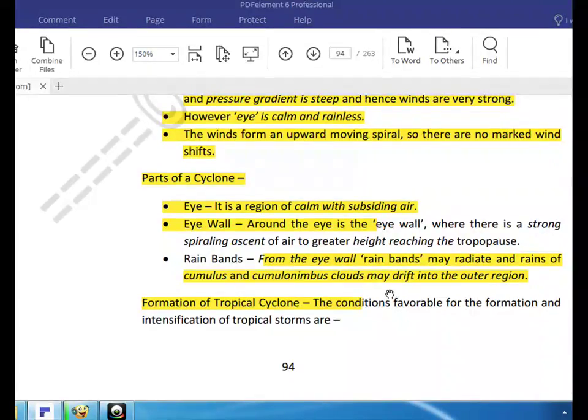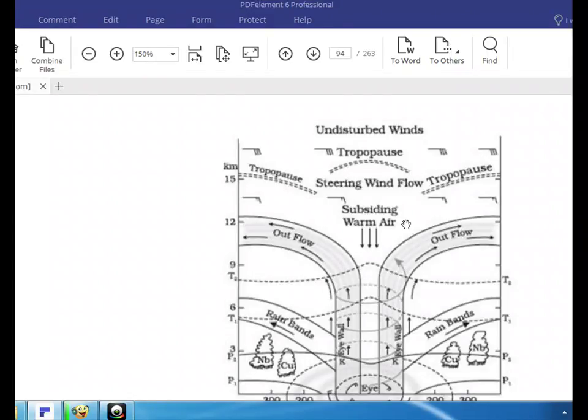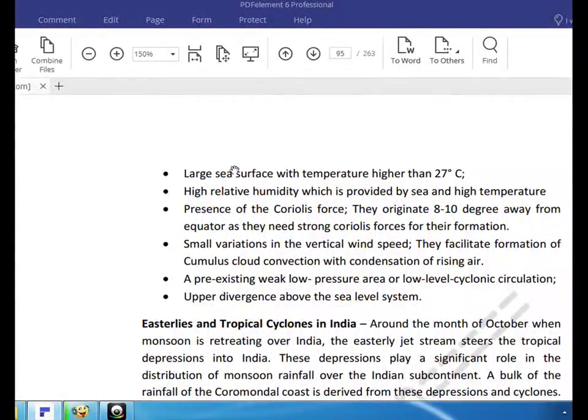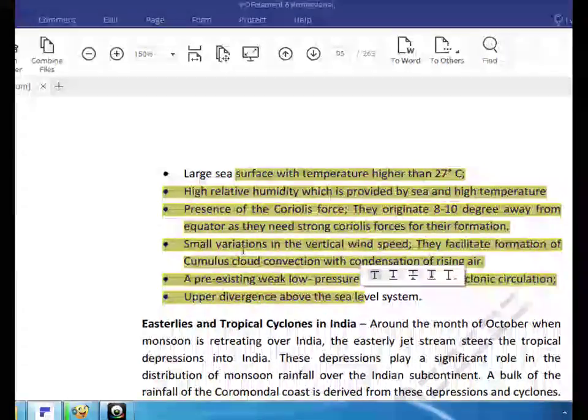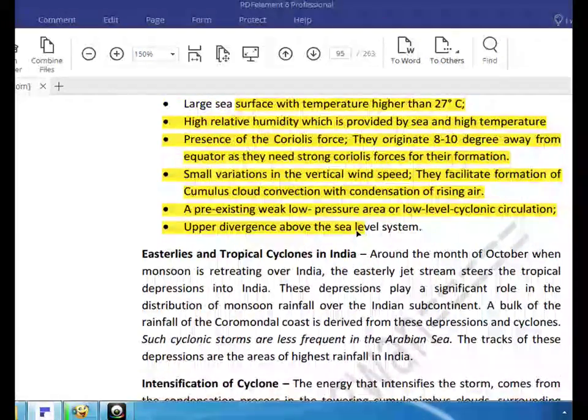Formation of tropical cyclone. The conditions favorable for the formation and intensification of tropical storms are large sea surface with temperature higher than 27 degrees Celsius, high relative humidity which is provided by sea and high temperature, presence of the Coriolis force. They originate 8 to 10 degrees away from equator as they need strong Coriolis forces for their formation.